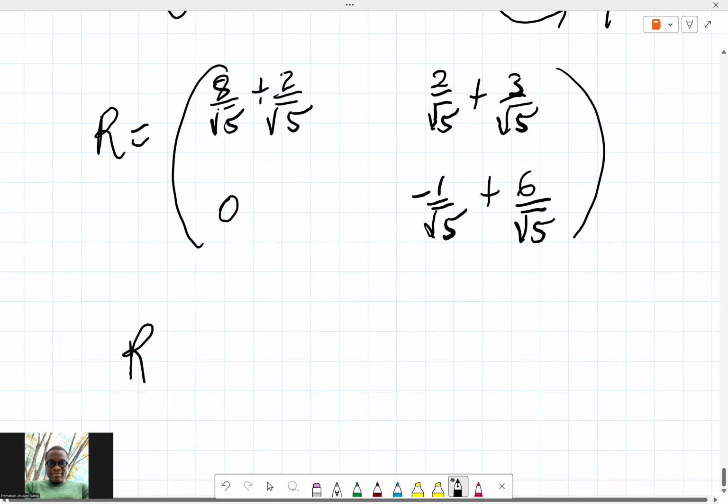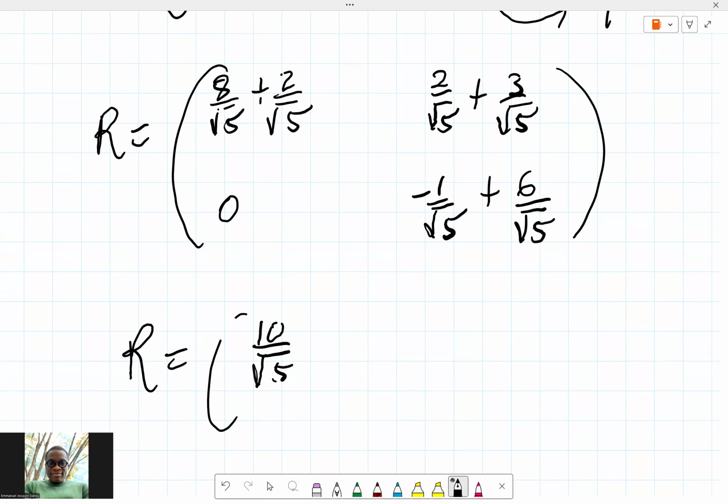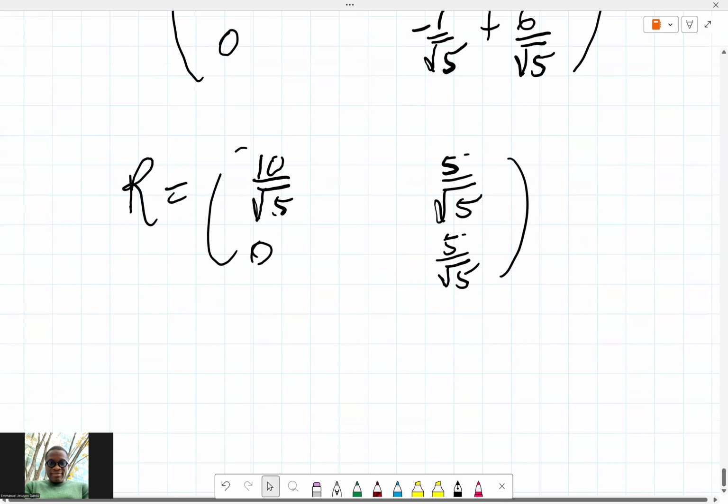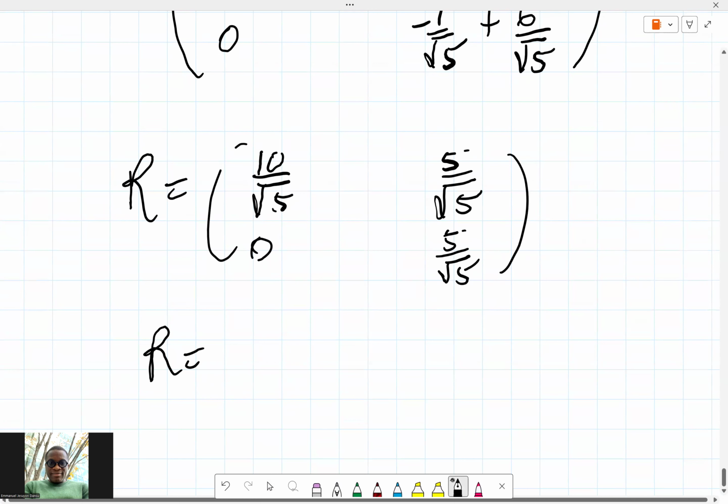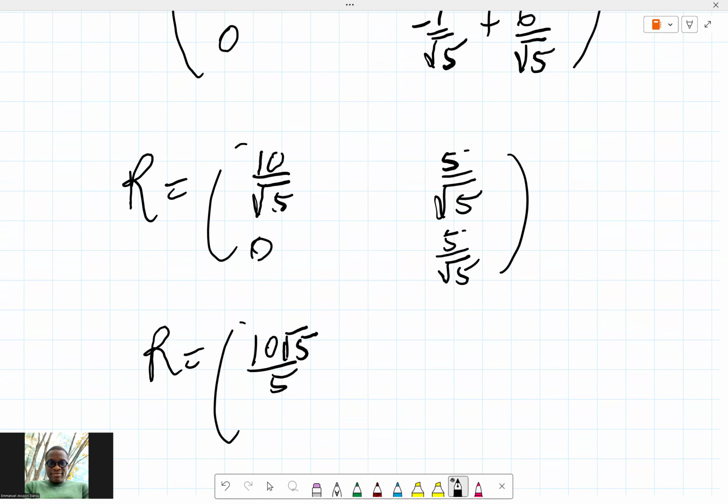So we can tidy this up. R now is equal to, this is 10 over root 5. This is 5 over root 5. This is 0 here, and this is also 5 over root 5. We can normalize just like we did before. That's 10 root 5 over 5, multiplied by root 5 over root 5. Then here, this is 5 over root 5, all over root 5. This is 0, and this is also 5 root 5 over 5, because root 5 times root 5 is going to give us 5 each.